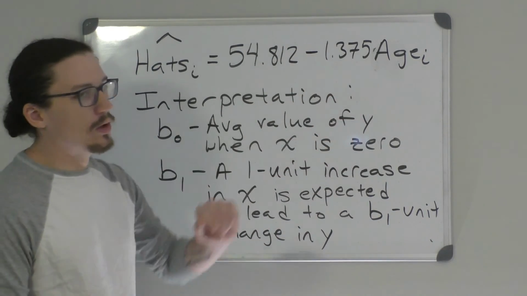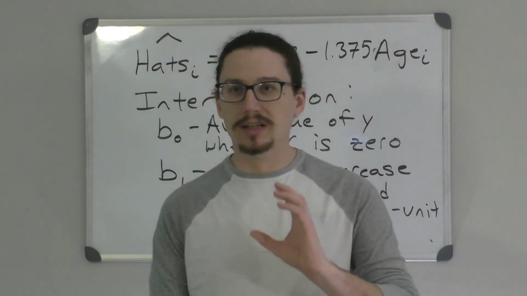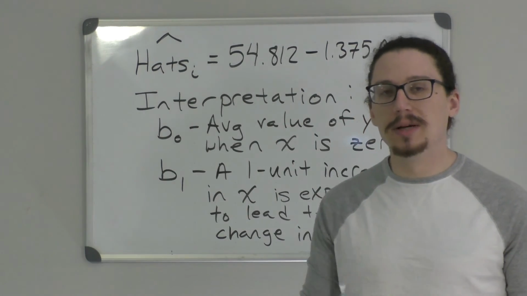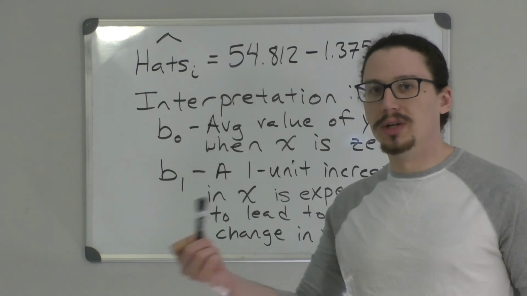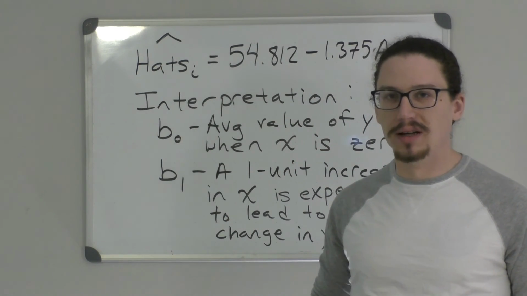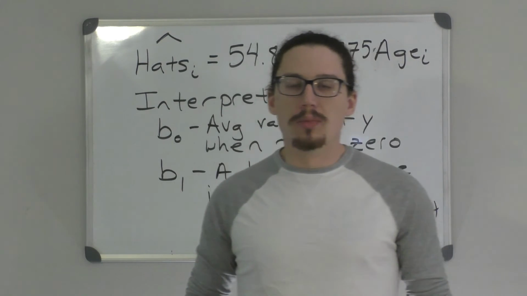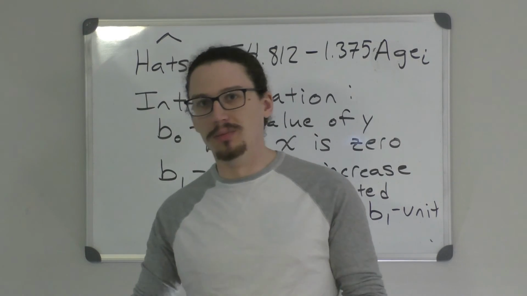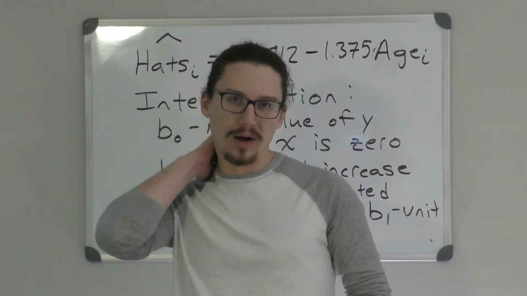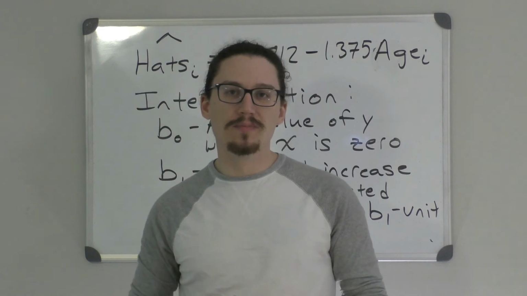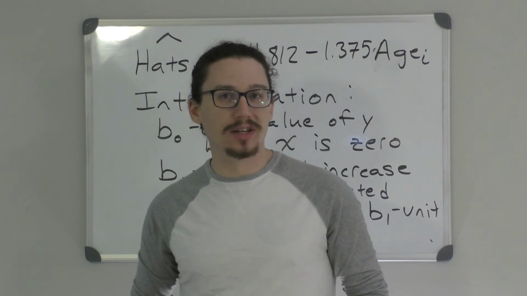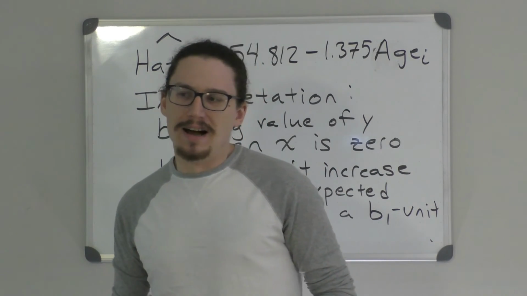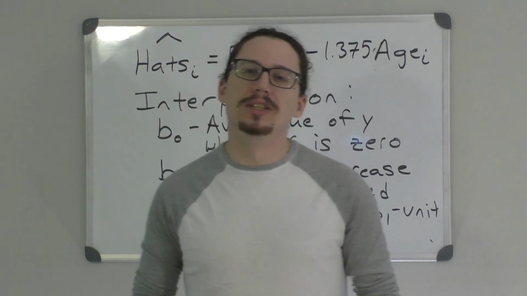Moving on to our B1. A 1 unit increase in our independent variable is expected to lead to a B1 unit change in our dependent variable. So B1 here is negative 1.375. A 1 year increase in age would be expected to lead to a 1.375 decrease in hats. That's kind of a weird way to say it. Let's see if we can make that make a little more sense.